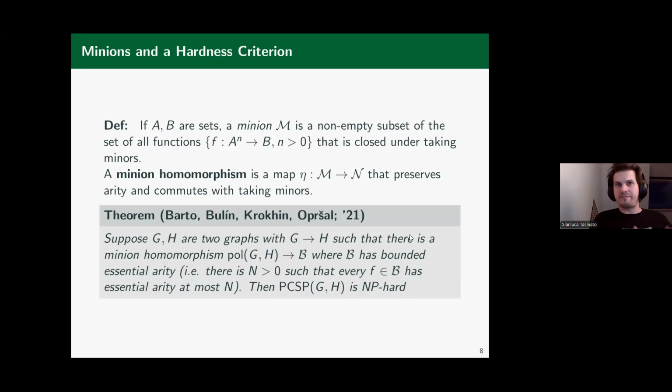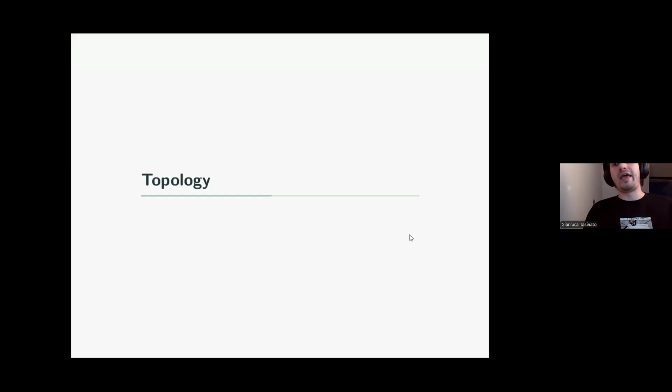Then, if I can map the polymorphisms of G, H into such a minion, the corresponding promise constraint satisfaction problem, the corresponding graph homomorphism problem, is NP-hard. And this would be the source of hardness in our proof.